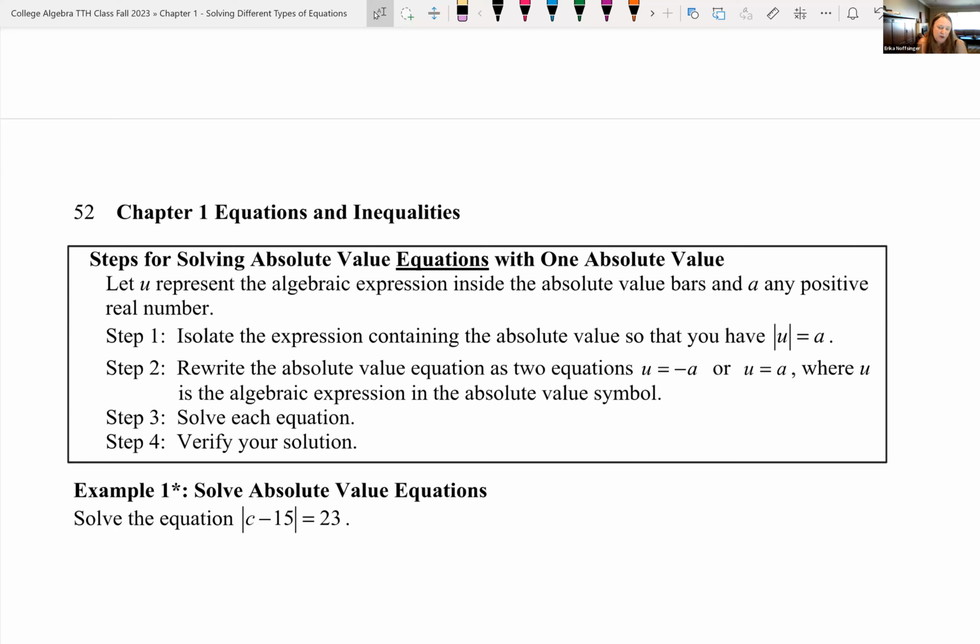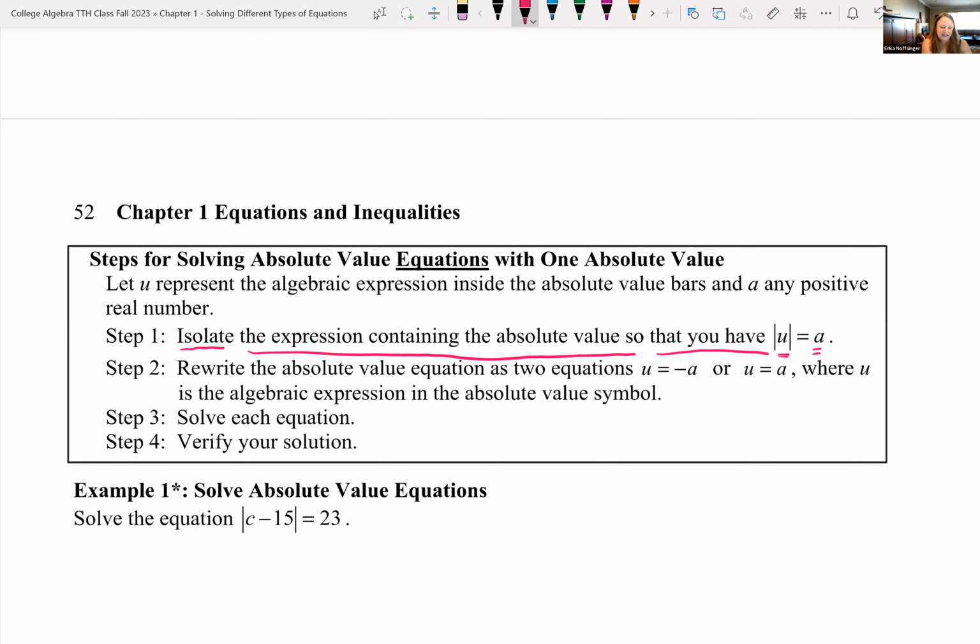So the first thing that you want to do, if you see an absolute value inside your equation that you're trying to solve, if it's not already done so, is isolate the expression containing the absolute value so that you get something in the form of the absolute value of u is equal to our number a.